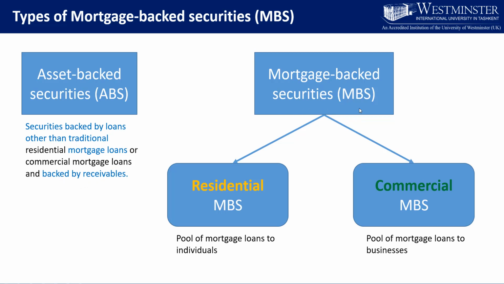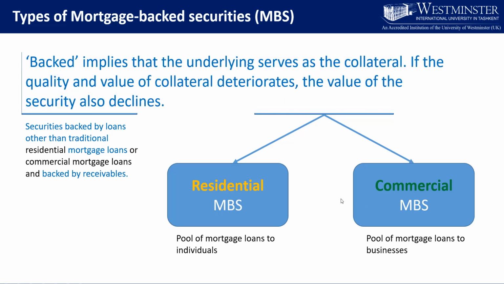Now, in terms of the mortgage-backed securities or MBS market, you've got two major categories. One is called residential MBS, and the other is called commercial MBS. Backed implies that the underlying serves as the collateral. If the quality and value of the collateral deteriorates, the value of the security also declines. So if you think about these securitized loans, it's like a derivative, right?